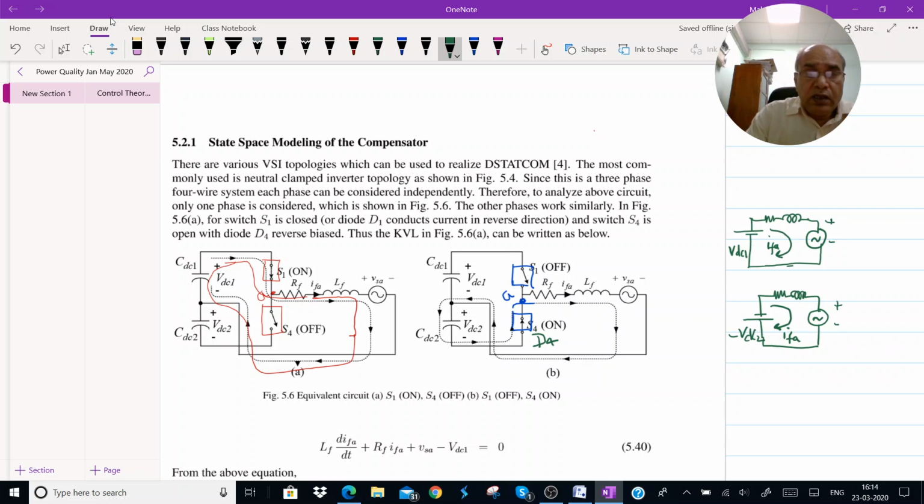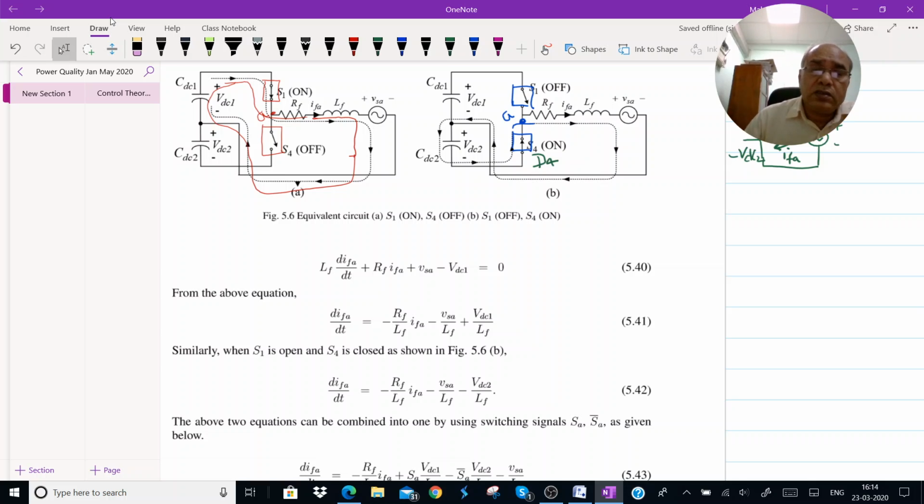Now for these two conditions, we write the first order differential equations to describe the behavior of the system. So you can write the Kirchhoff voltage law from this circuit. If you write the Kirchhoff voltage law, you can say the drop across the inductance and resistance, and then back EMF plus here minus VDC1 equal to 0. This forms the first order differential equation: dIFA/dt equals minus RF/LF times IFA minus VSA/LF plus VDC1/LF.